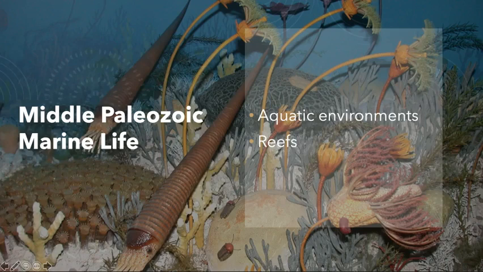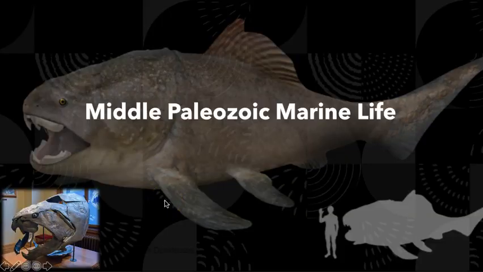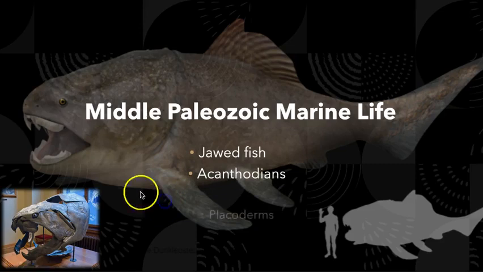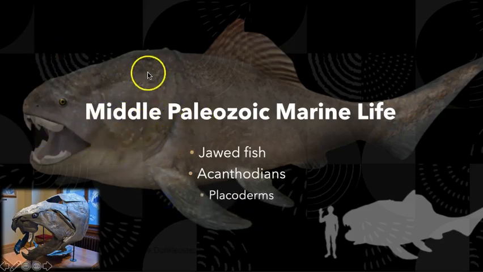Large, complex reefs, supported by tabulate corals and stromatoporoids, coral strome reefs, evolved in the shallow, warm waters covering large portions of most of the continents. The first jawed fish evolved. Acanthodians were one of the first, and resembled modern fish, with paired fins and scales instead of bony plates. The armored placoderms were the top predators, with some growing as large as 23 feet in length.